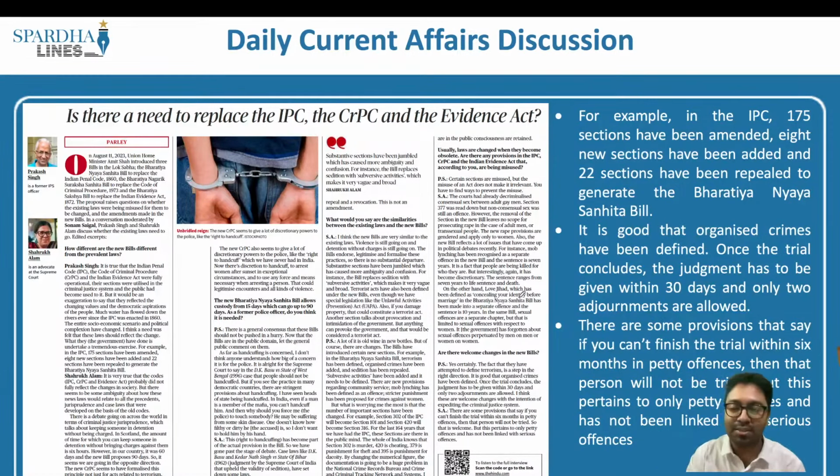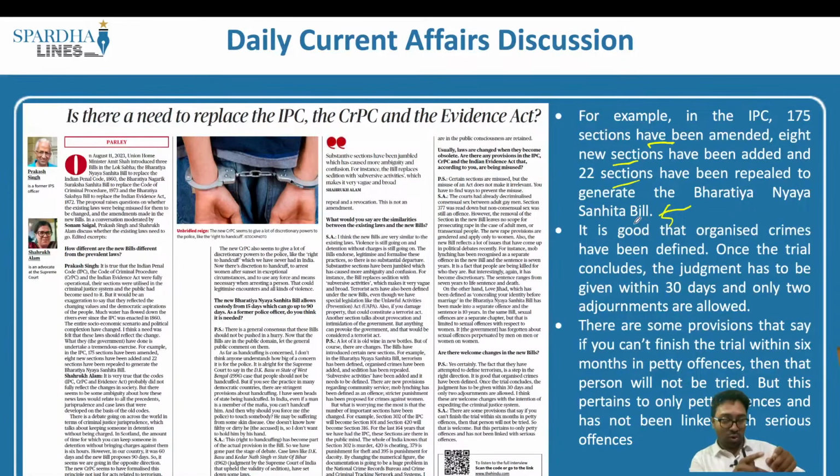For example, in the IPC, what the author says is that there are 175 sections that have been amended, 8 new sections that have been added, 22 sections have been repealed to generate the Bharatiya Nyaya Sanhita bill. So the point of emphasis is 175 sections have been amended. So if you go on amending the existing act, it will become a bulky exercise.